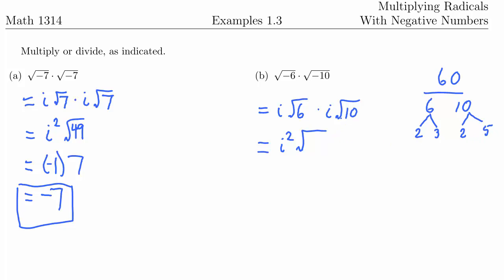Because I'm looking at a square root, I'm looking for pairs of something. There are a pair of 2's here. Because 2 times 2 is 4, 60 means 4 times 15, which is 3 times 5. That's what I'm going to write right here.